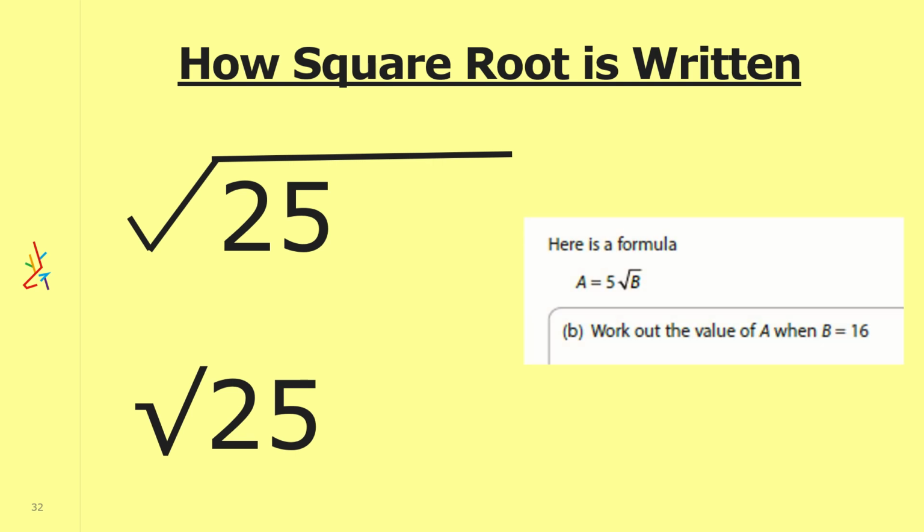So you'll see the formula A equals 5 square root of B. Just concentrate on the square root for now. Don't concentrate on the rest of the formula. You see how the square root is written. Okay. How squared is written and completed.